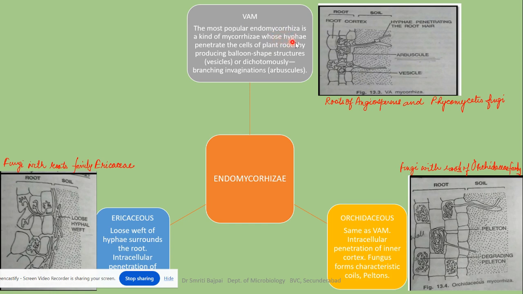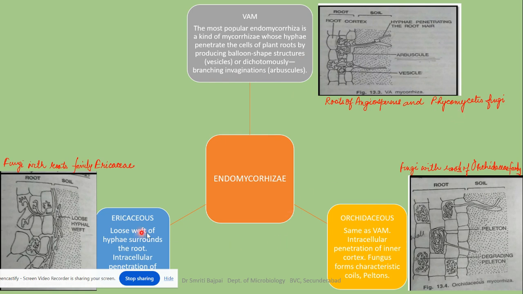It is a kind of mycorrhiza whose hyphae penetrate the cells of the plant root by producing a balloon-like structure, or a vesicle, and dichotomous invagination. So the arbuscule and the vesicles are the two structures present in the VAM. These are present in the roots of angiosperms, and the fungus involved here is a Phycomycetes fungus.